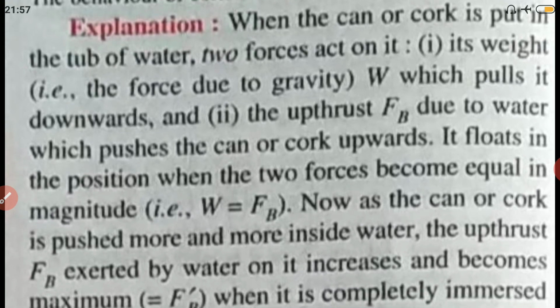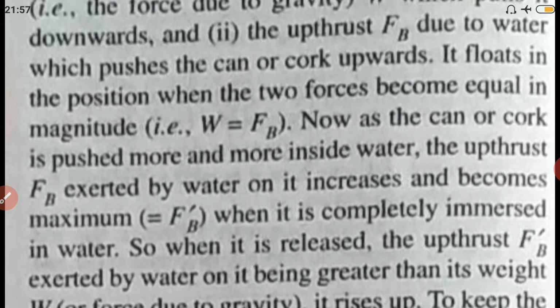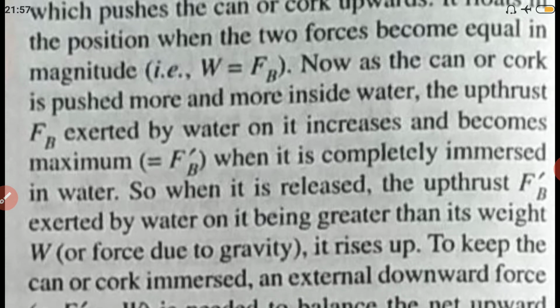Now as the can or the cork is pushed more and more inside the water, the upthrust FB exerted by water on it increases and becomes maximum, that is FB dash, when it is completely immersed in water. So when it is released, the upthrust FB dash exerted by water on it, being greater than its weight or force due to gravity, makes it rise up.